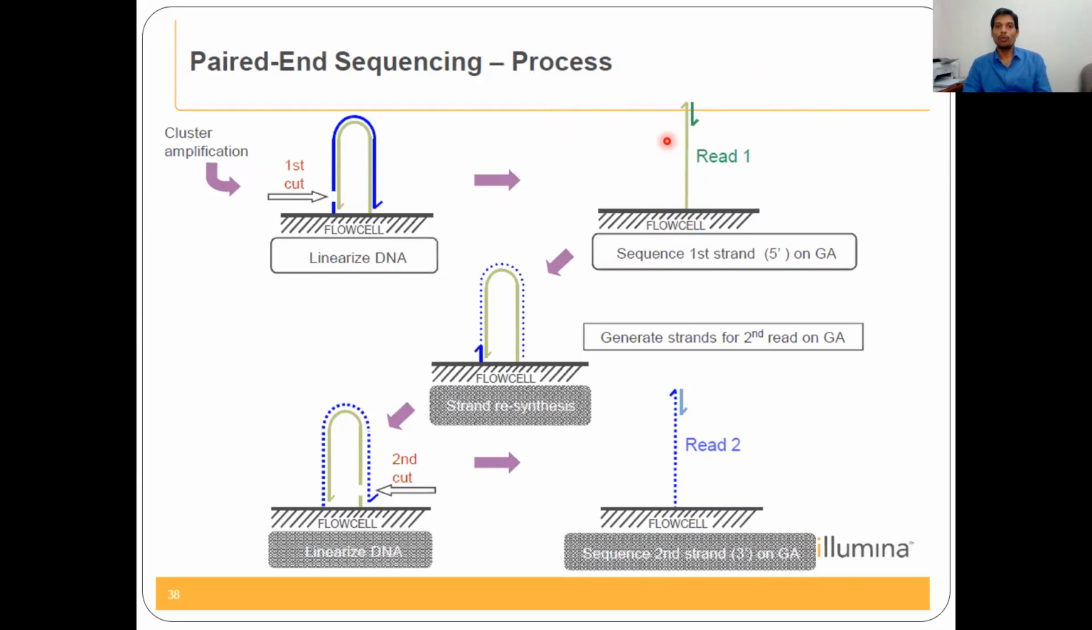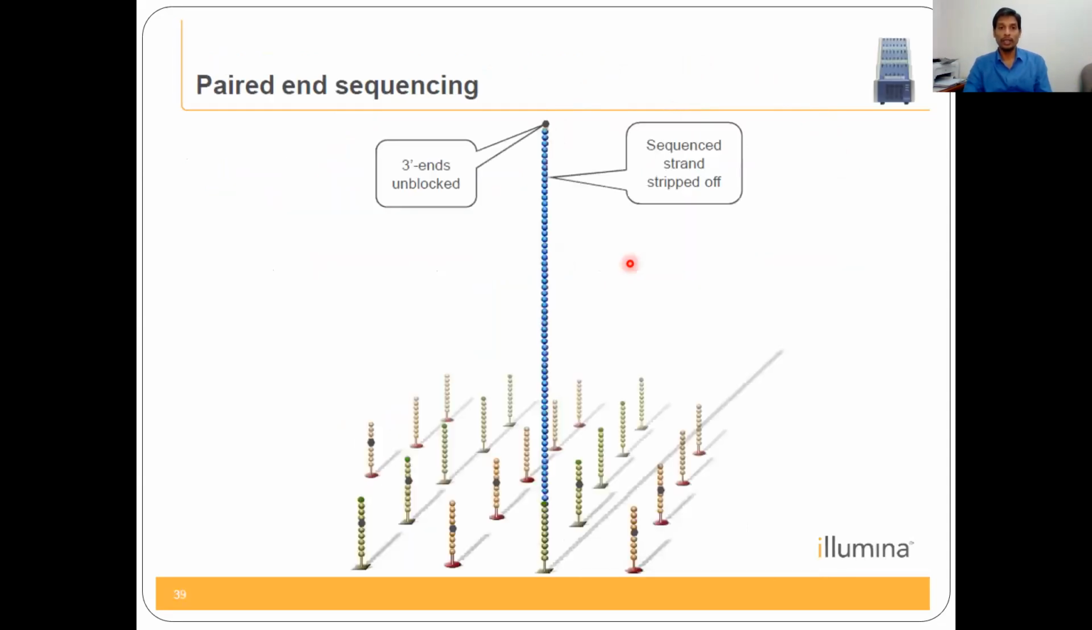So next, what we can do is remove the blocks we have at the ends. We are having the blocks at the ends, right? So those blocks we can remove first. So the 3' ends are unblocked.